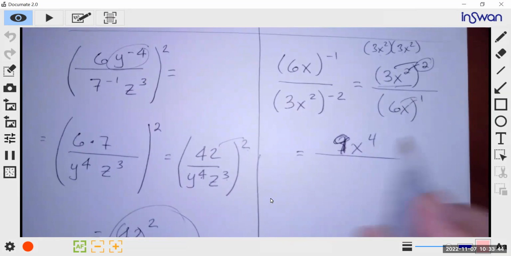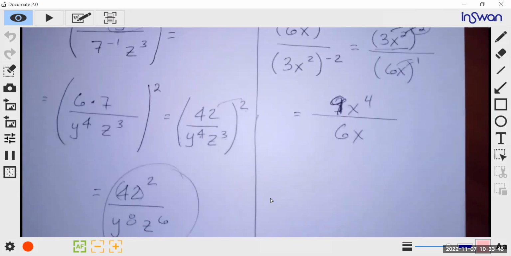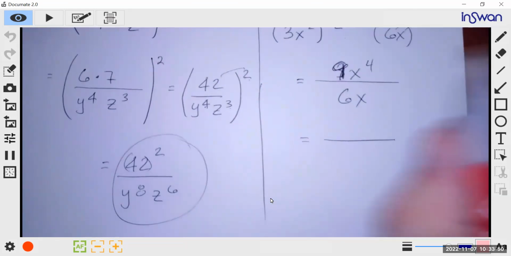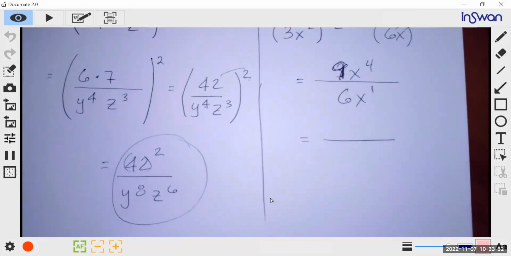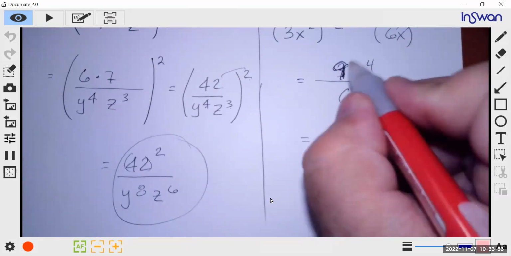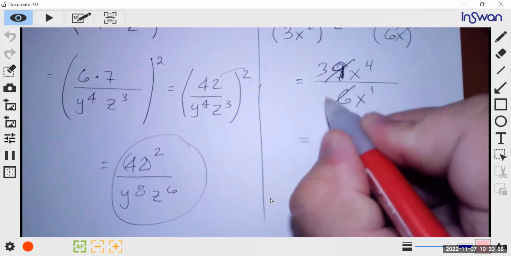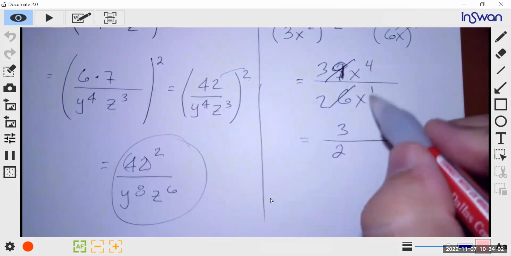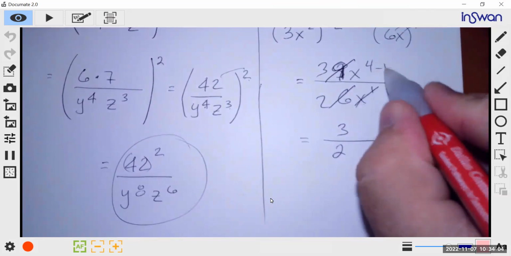Same with the bottom. Nine and 6 both have the same in common. They both have a 3. There are 4 x's on top, 1 x on the bottom, so I subtract 1.